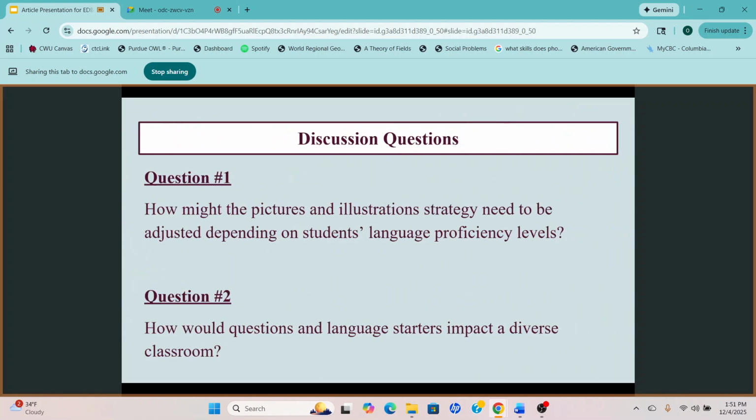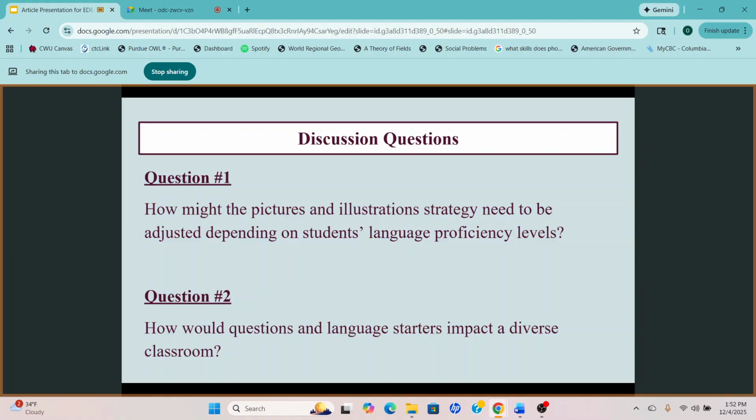And then we came up with a couple of discussion questions. The first question is, how might the pictures and illustrations strategy need to be adjusted depending on students' language proficiency levels? This is because some students will have higher proficiency levels and some students will have lower proficiency levels, and teachers might need to make adjustments so that students can learn effectively no matter what their proficiency level is.